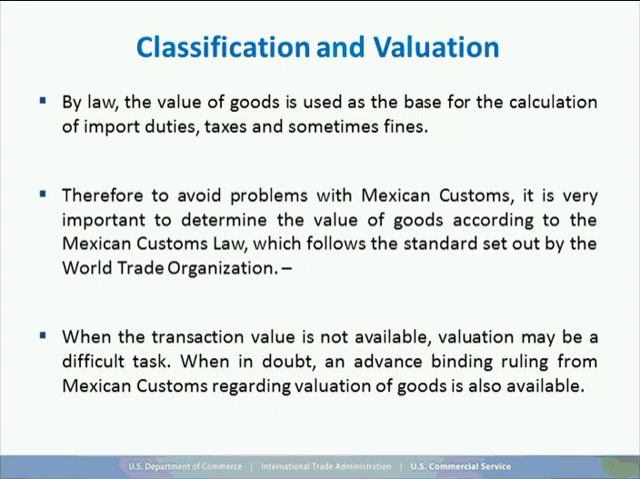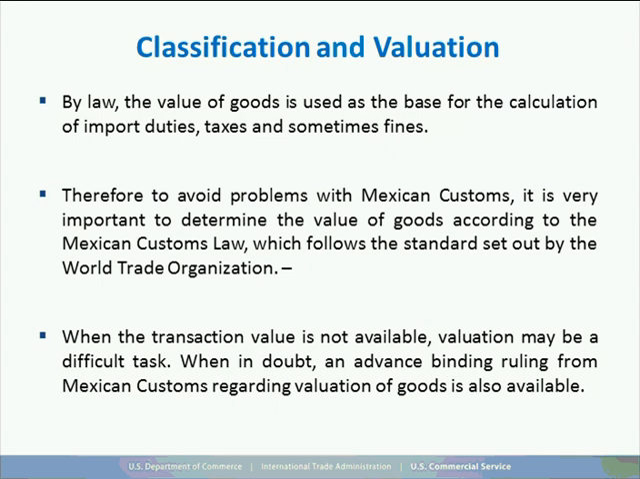By law, the value of goods is used as the base for the calculation of import duties, taxes, and sometimes fines. So you can imagine the importance of this for customs. Therefore, to avoid problems with Mexican customs, it is very important to determine the value of goods according to the Mexican customs law, which follows the standards set out by the World Trade Organization. The U.S. and Mexico are part of the World Trade Organization, and therefore their systems run under the same rules.